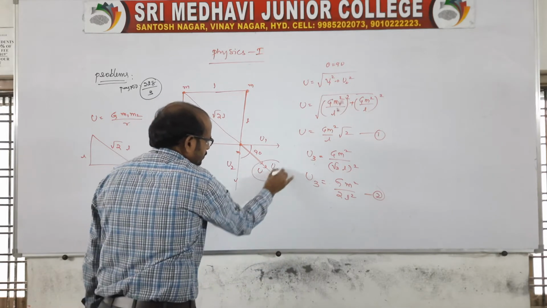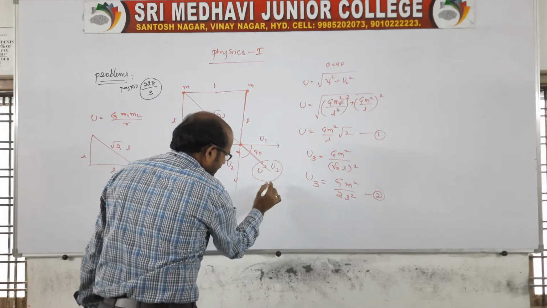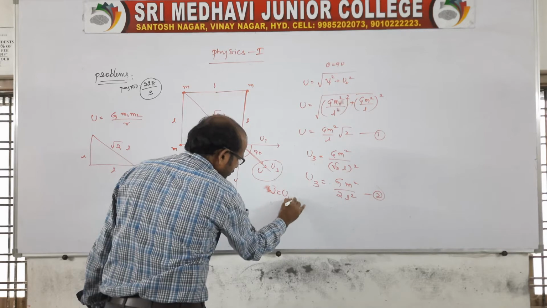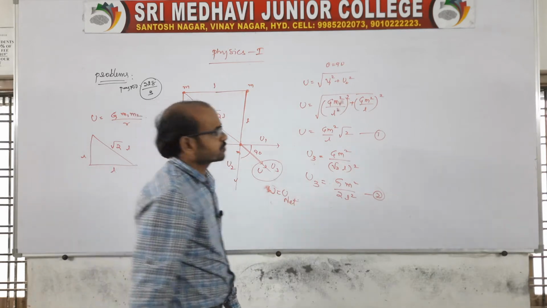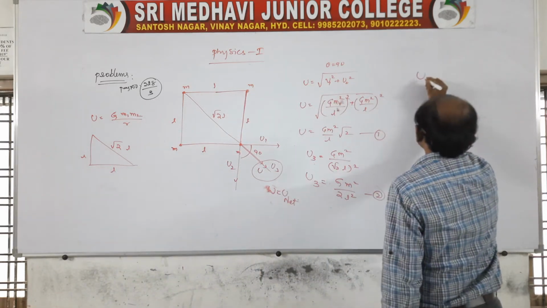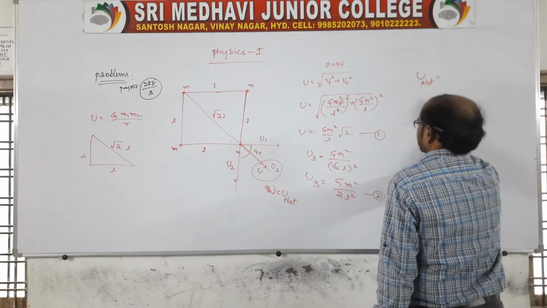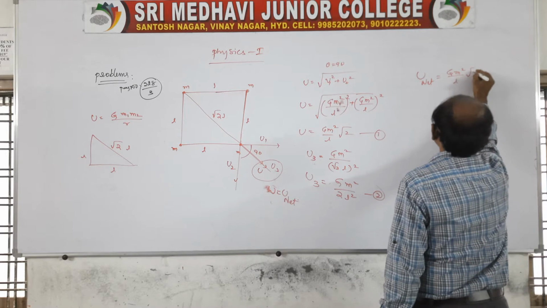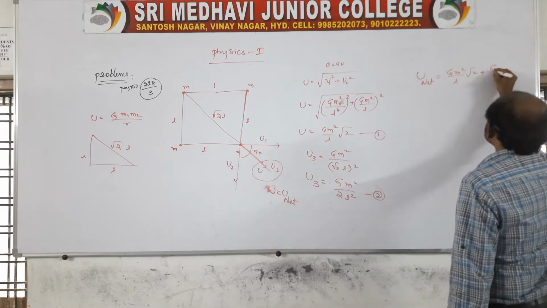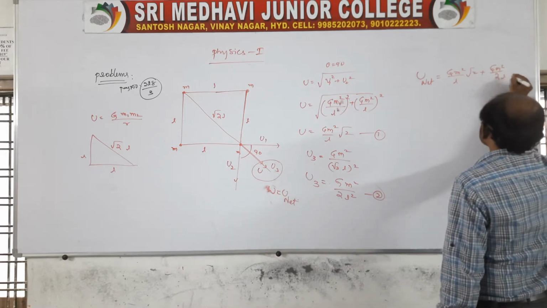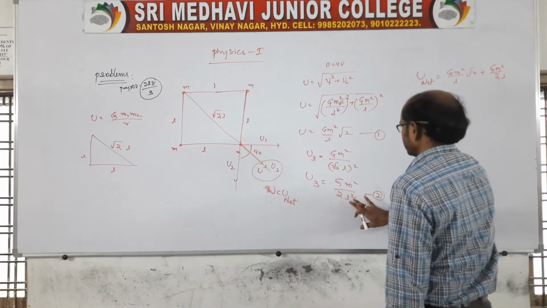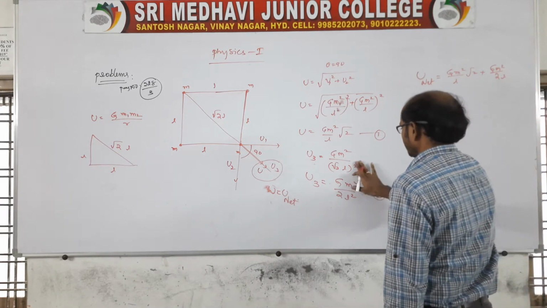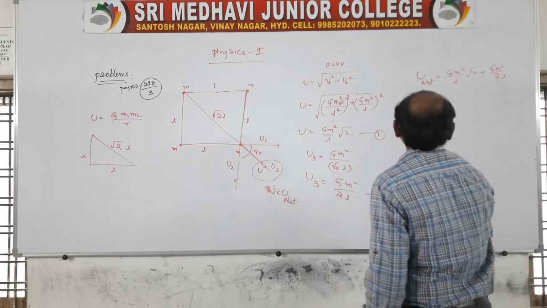Now we should add both to get the net work done or net potential energy. So add U net, that is the net work done or net potential energy. Add these two: G M squared by L root 2 plus G M squared by 2 L, I think it is L.